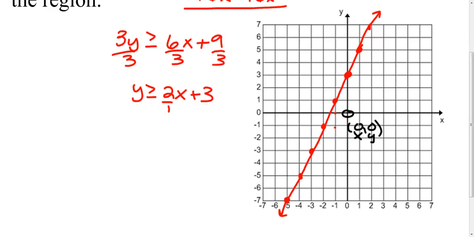So what happens is this. If I plug 0 in for y, I get 0 is greater than or equal to 2 times 0, which is 0, because I plugged in 0 for x, plus 3. Is 0 greater than or equal to 3? No, it's not. That is not a true statement. So I am not going to shade on the side of the line of the point I picked, okay?